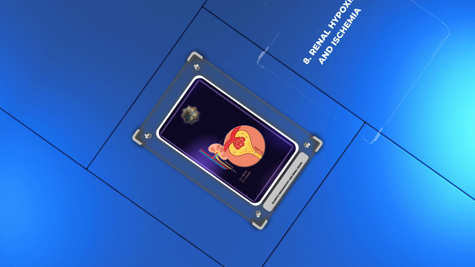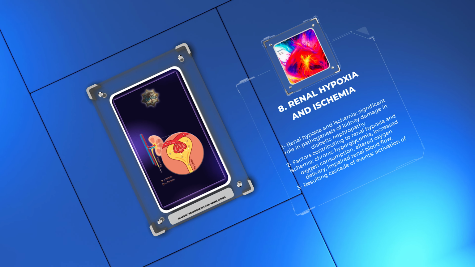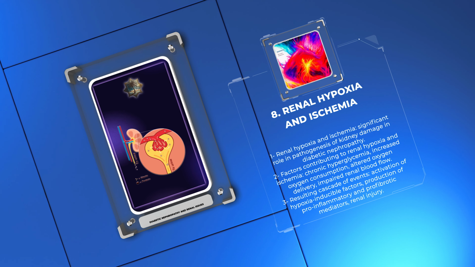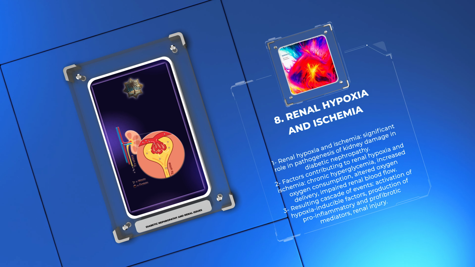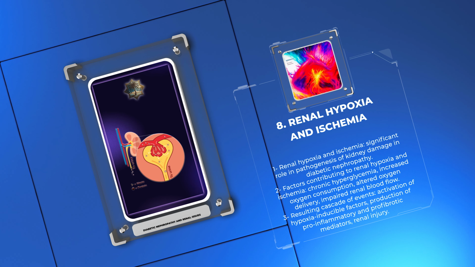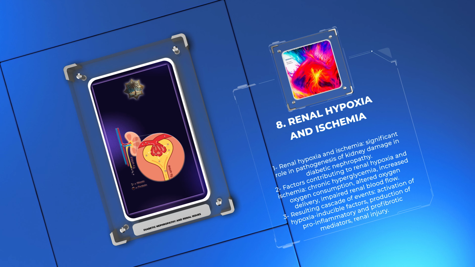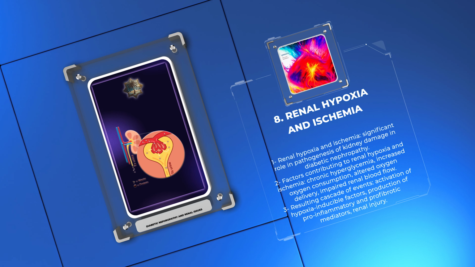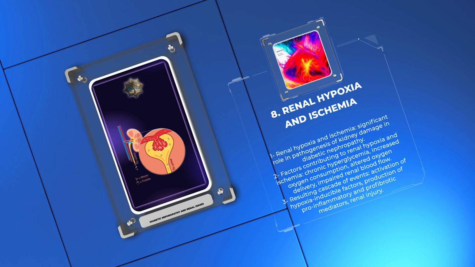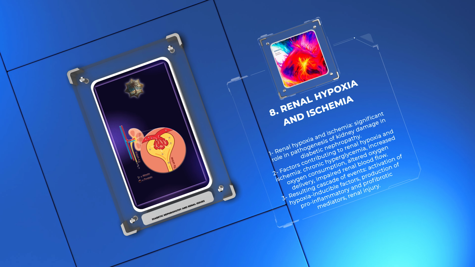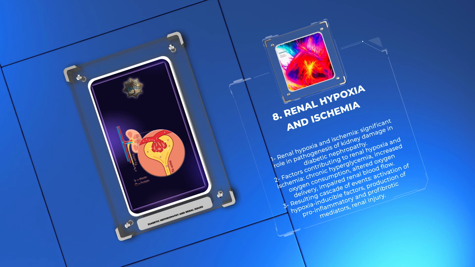In diabetic nephropathy, renal hypoxia and ischemia play a significant role in the pathogenesis of kidney damage. Chronic hyperglycemia, increased oxygen consumption, altered oxygen delivery, and impaired renal blood flow all contribute to the development of renal hypoxia and ischemia. These conditions trigger a cascade of events, including the activation of hypoxia-inducible factors and the production of pro-inflammatory and profibrotic mediators, leading to renal injury.